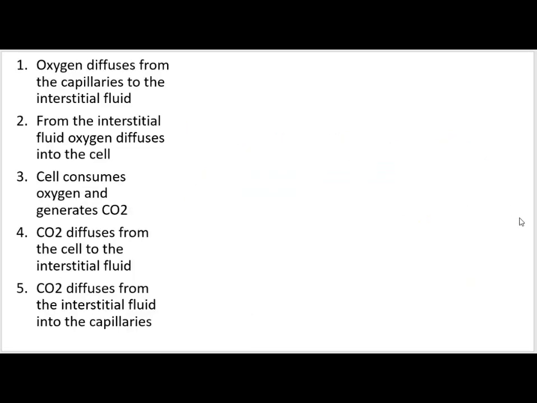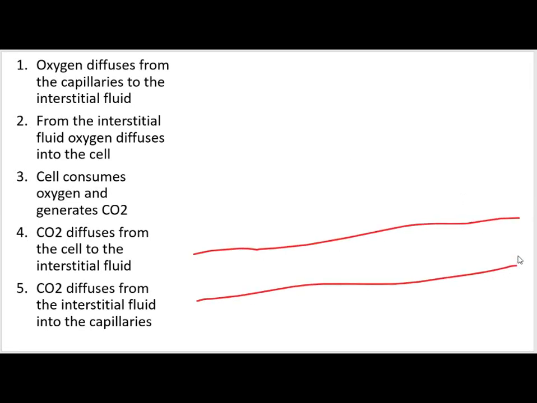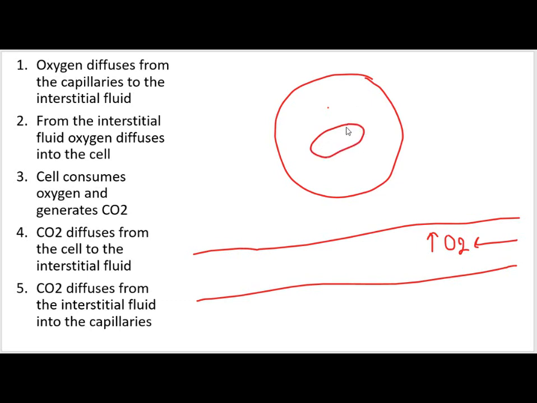So here is the blood. Let's say that this blood came from the heart and it has oxygen. Obviously, concentration of oxygen is high here. So this is very oxygenated blood. And right over here, I have the cell. And the cell has mitochondria over here. So the function of mitochondria is to produce energy.